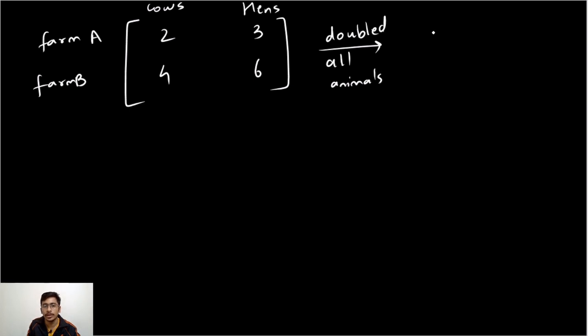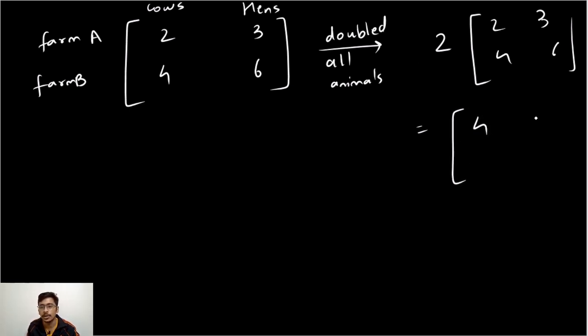So what I'm doing is I'm multiplying 2 with the whole matrix 2, 3, 4, 6. What will I get? If I doubled all animals, so cows will also get doubled. So it is 4, 6, 8 and 12. So this is how scalar multiplication of matrices works. You simply have to multiply each and every element with the scalar which is outside here. Okay.